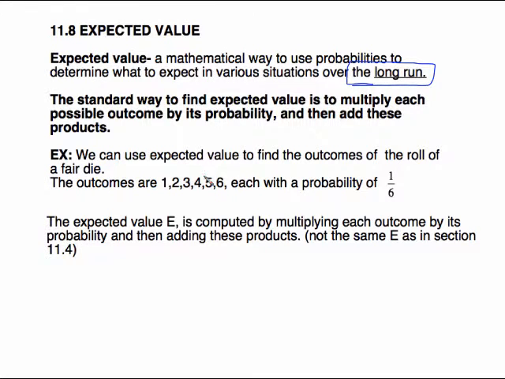We can use expected value to find the outcomes of the roll of a fair die. And we know that the outcomes are 1, 2, 3, 4, 5, 6. And each has a 1 in 6 chance of happening. So we're going to multiply each outcome by its probability and then add these together. Expected value is this letter E, and it is not the same E that we had back in section 11.4.